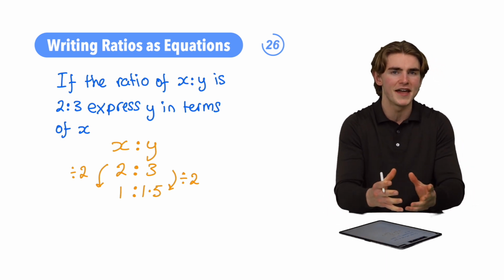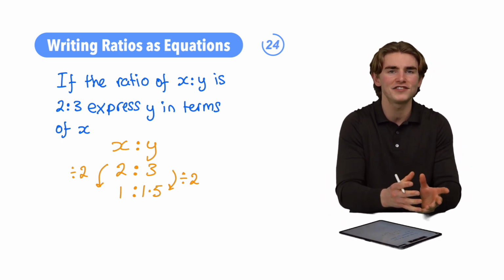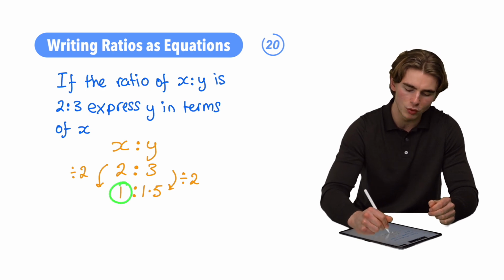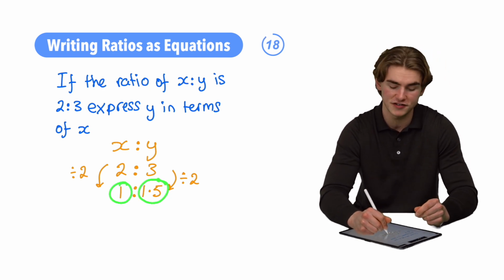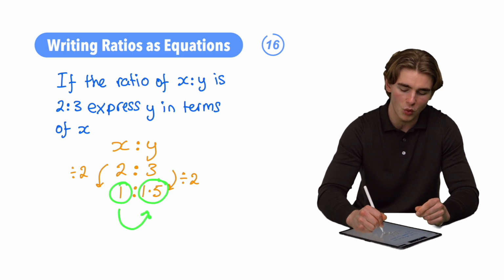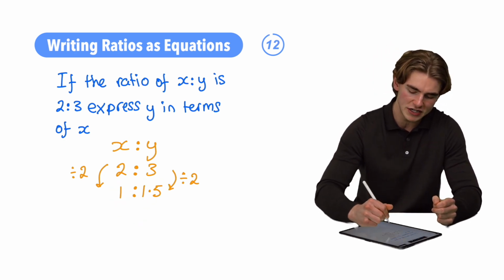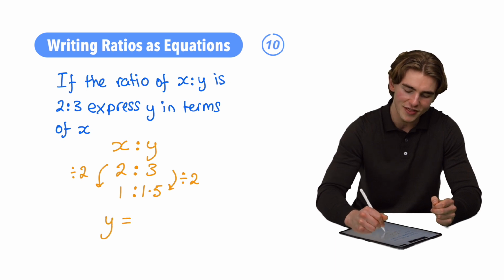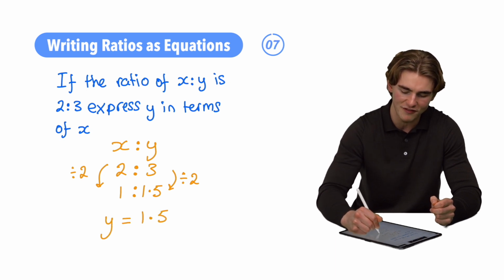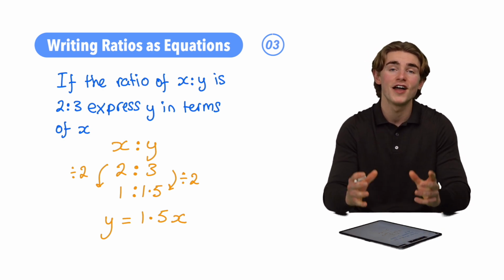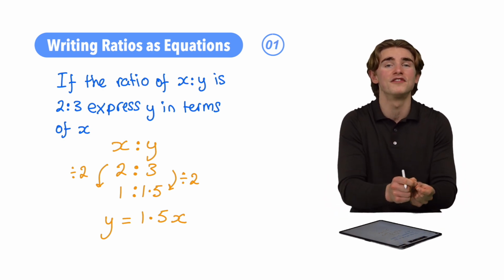Now, it's pretty clear how we get from our value of x to our value of y. If x is equal to 1 and y is equal to 1.5 in this ratio, how do we get from x to y? We times it by 1.5. So we can say in our ratio then, or in our equation, I should say, that y is equal to 1.5x. How do we get from x to y? We times it by 1.5, so y is equal to 1.5x.